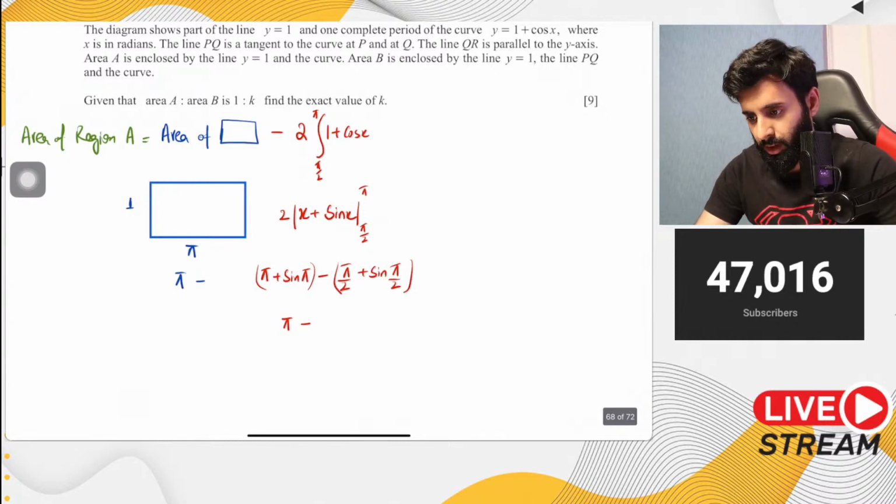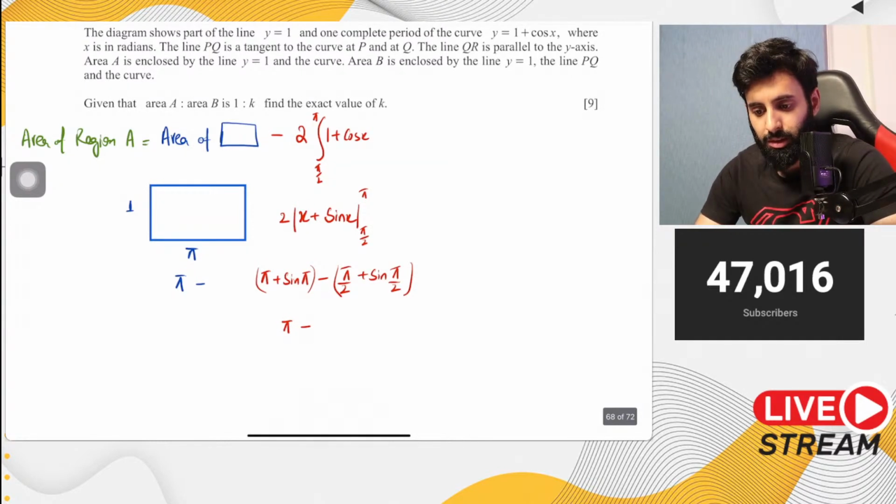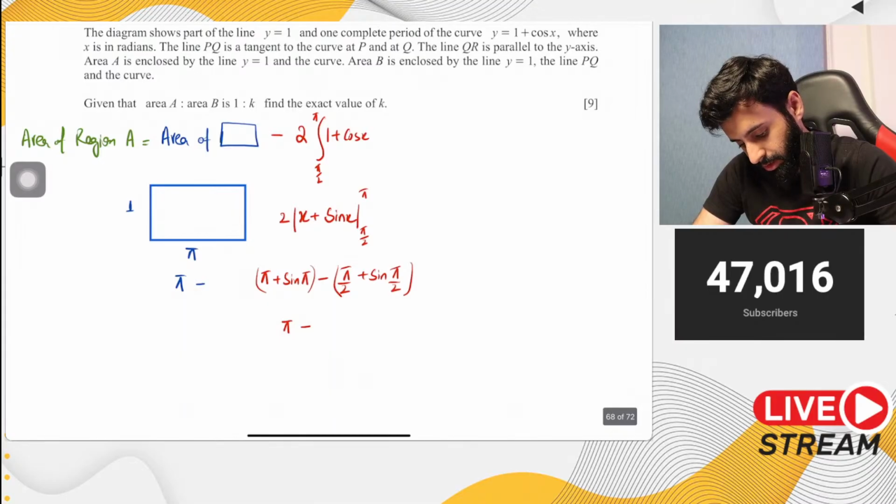Now since we have to keep it in terms of pi, we have to give the exact value. So just evaluate sine pi upon 2. Sine pi upon 2 is 90 degrees, so that's going to be equal to 1. So that means minus pi upon 2 plus 1.